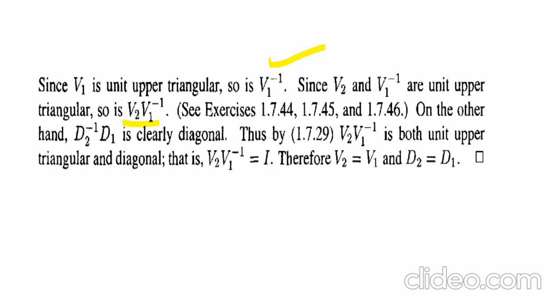On the other hand, D2 inverse D1 is clearly diagonal. Thus, the last theorem says that V2 V1 inverse is both unit upper triangular and diagonal. Therefore, V2 V1 inverse is equal to the identity matrix. If the product is equal to the identity matrix, then these two matrices will be equal. And similarly, D2 and D1 are the same. This proves the uniqueness of the theorem.